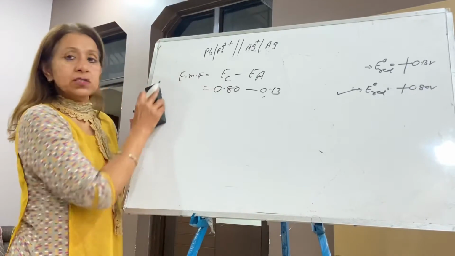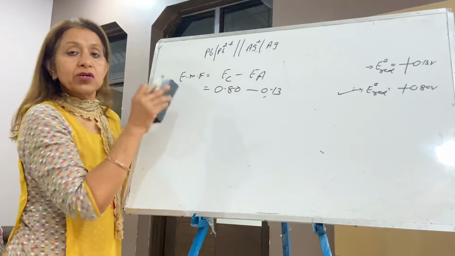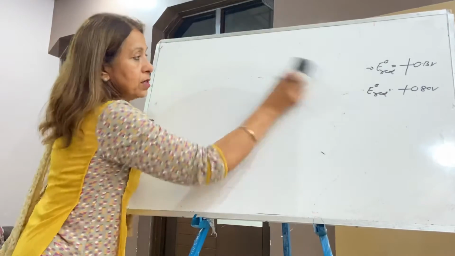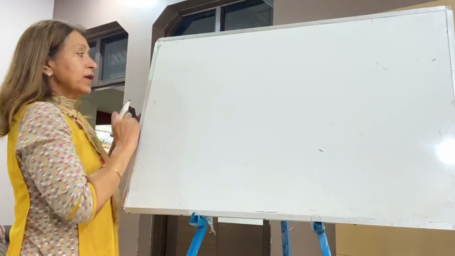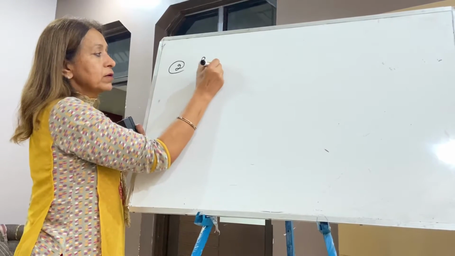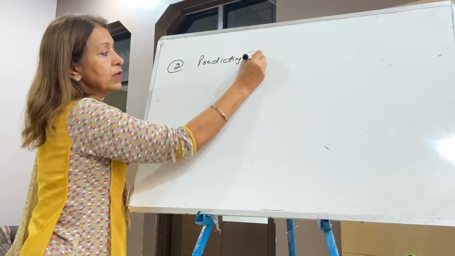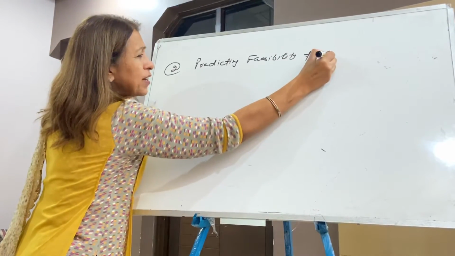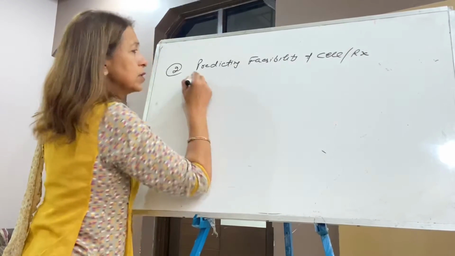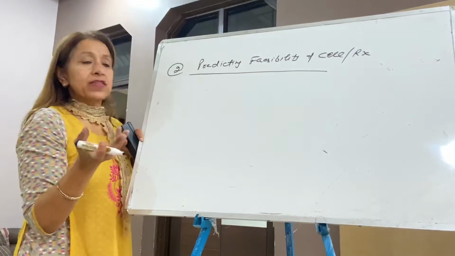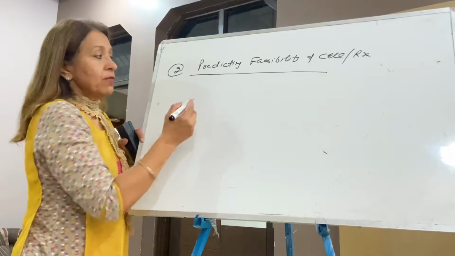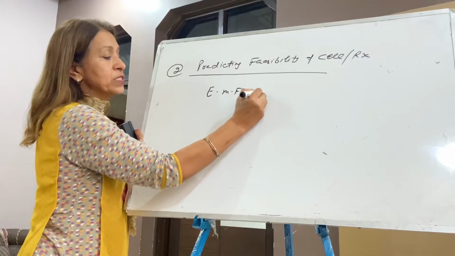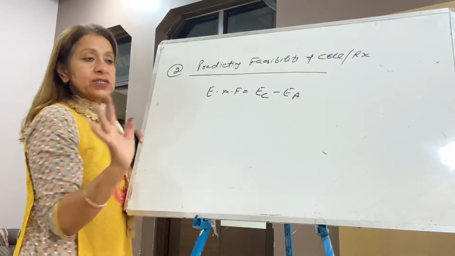I will take 3 applications. This is the main application, where there is a construction of the cell. Write down the second application: predicting the feasibility of the cell, or you may say cell reaction. Predicting whether the cell is correct or not, whether the cell will work or not. You will calculate EMF as usual, the same way. This is the first step.